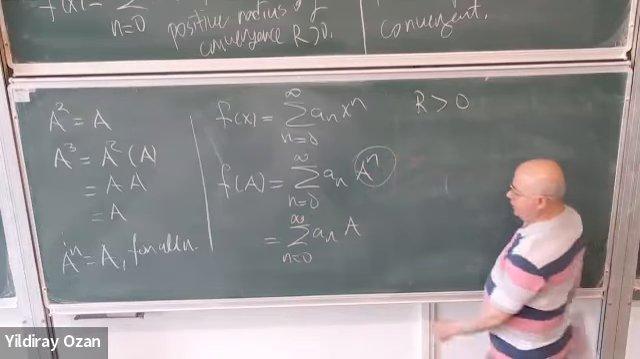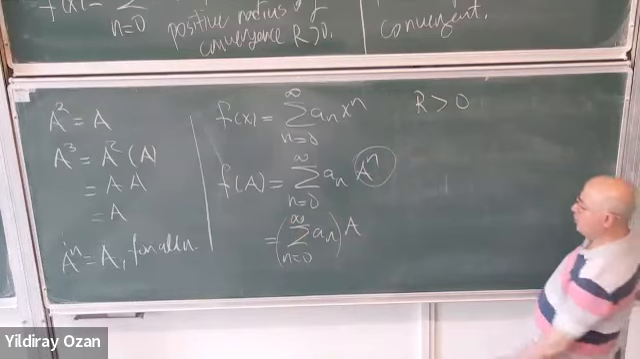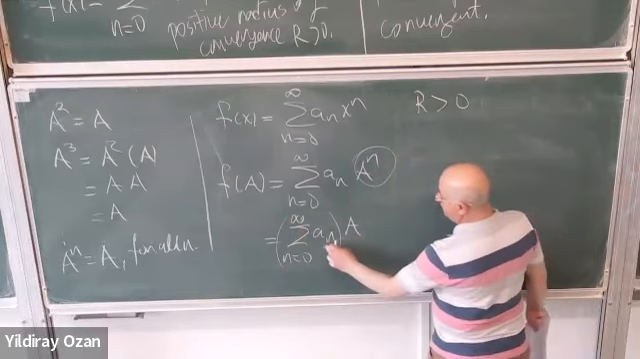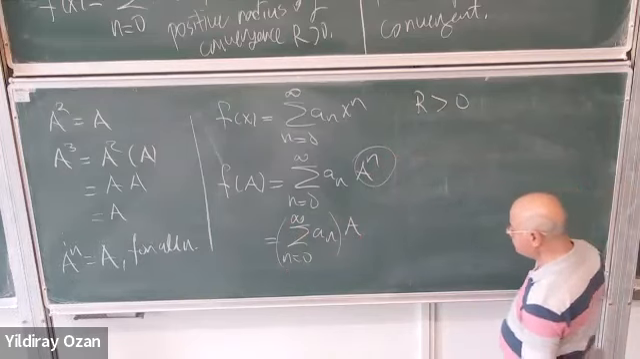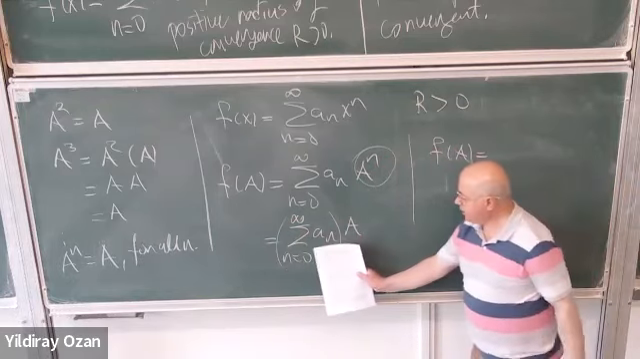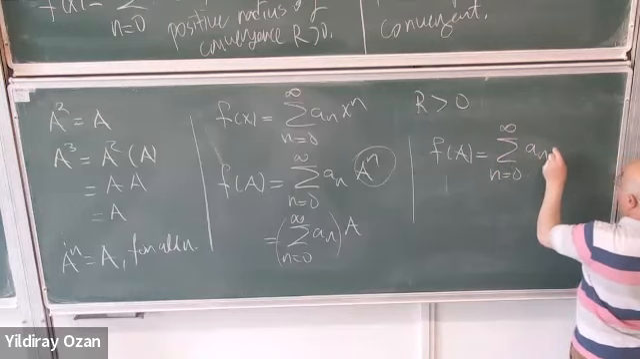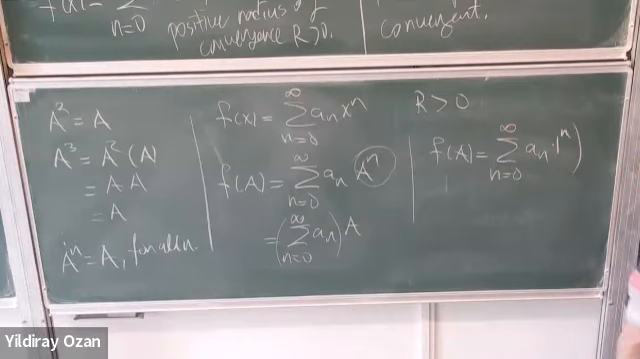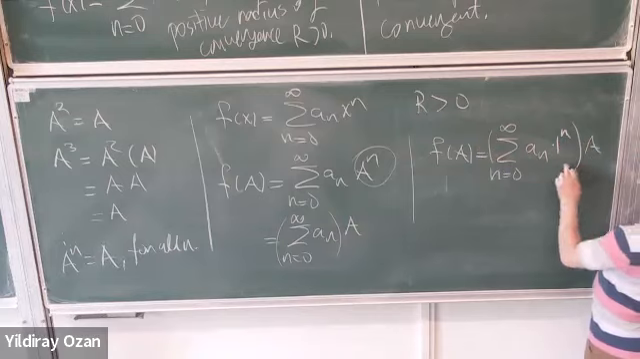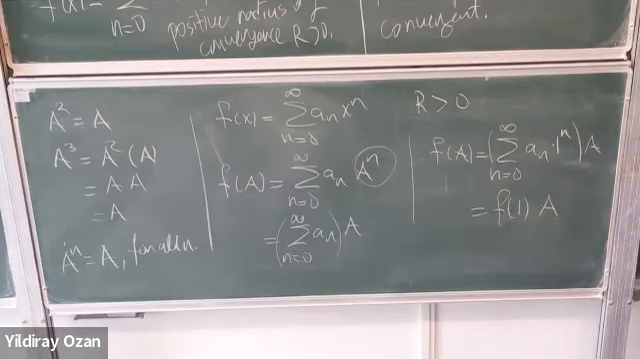So you see, A is independent of n, so I can just write it this way. And then here I have 1 to the power n and then A here. So what is this then? This is of course just f of 1 times A. So f of A is just f of 1 times A.